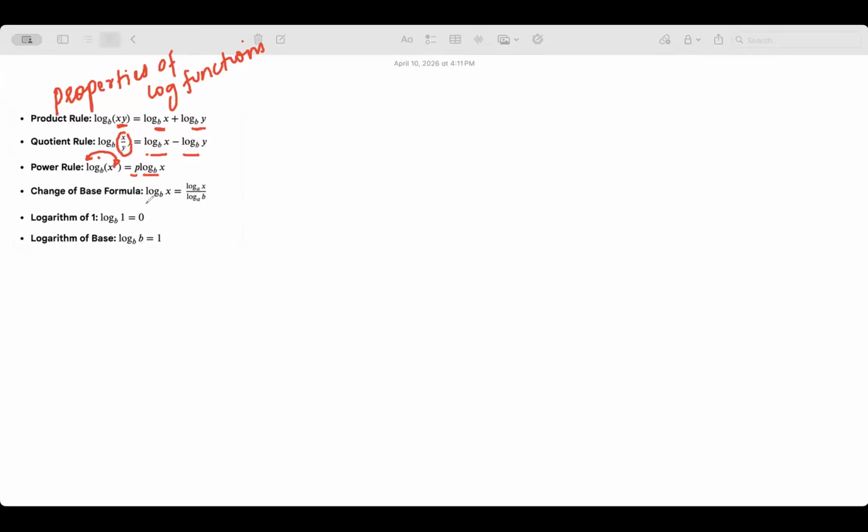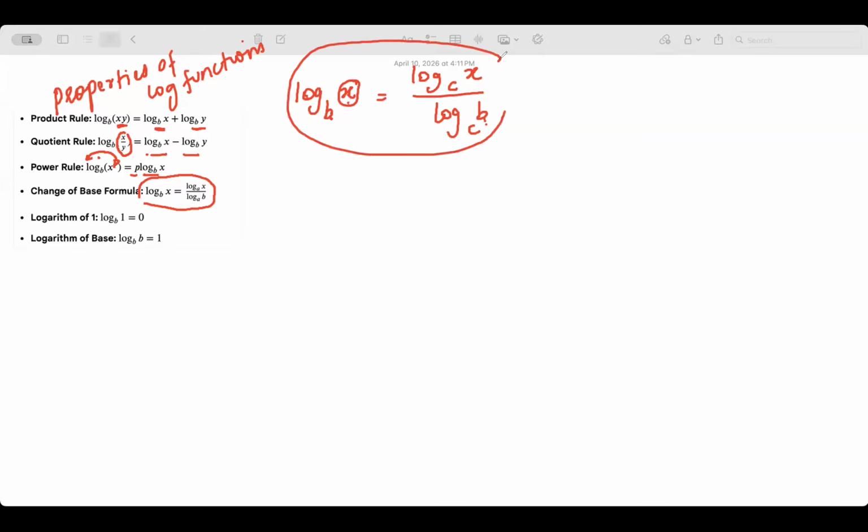Now this is a very important formula in logs to change the base. Suppose I have log of x to the base b, and I want to change the base, let's say to log to the base c. If I do that, you know what happens? I will take log x base c divided by log of the base number b to the base c. This is how I would change the base. This is such an important formula in logarithms.